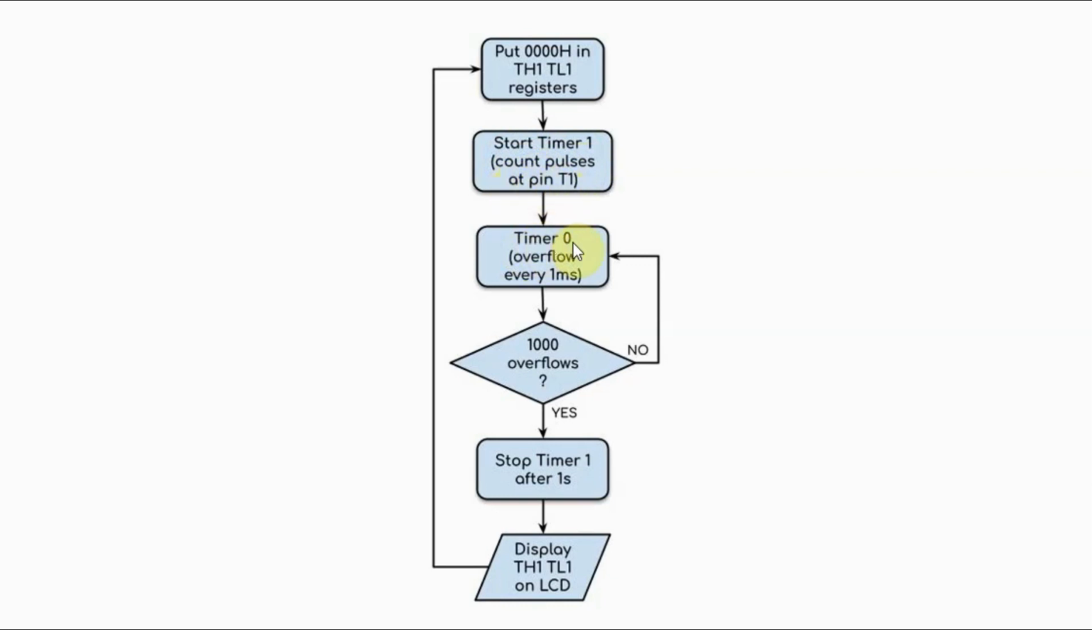Then we start timer 0 to give us overflow every 1 millisecond. And then we check, do we have 1000 overflows? If yes, it means that 1 second has passed and we stop timer 1, and we display the frequency or the count value on the LCD display, and we continue the process.